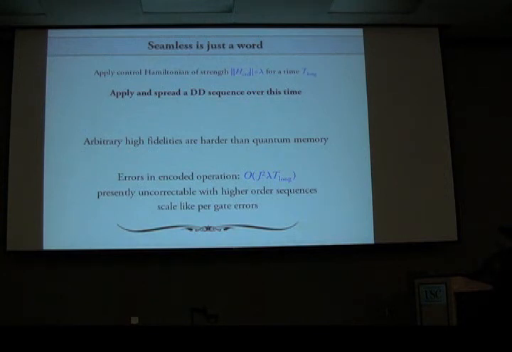compared to the quantum memory case, which was the original decoupling. And you will get errors that scale like J squared lambda T_long, which are like per-gate errors. And these are not easily correctable up to higher orders. So one way of dealing with these things is to reduce the strengths of the logical operations.